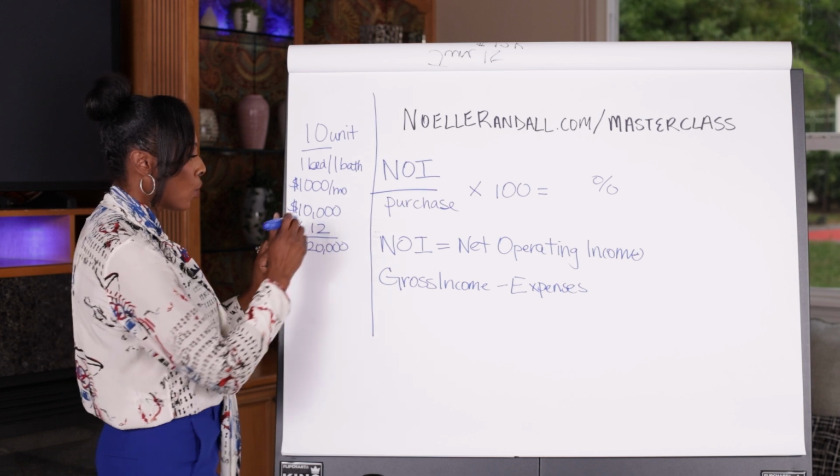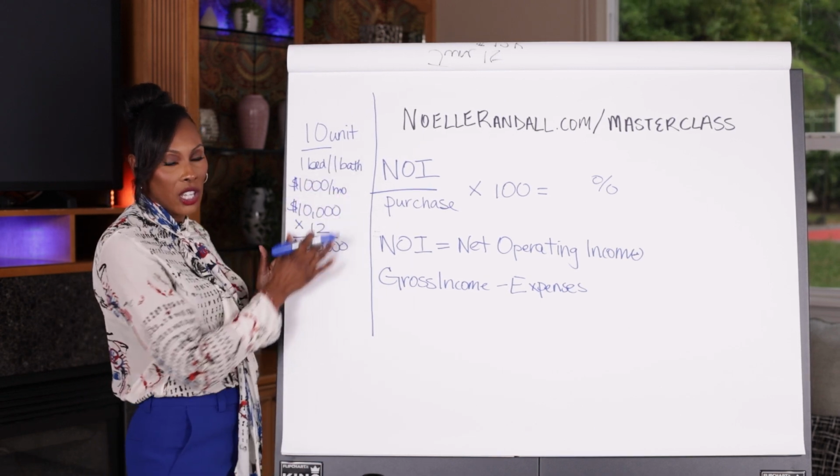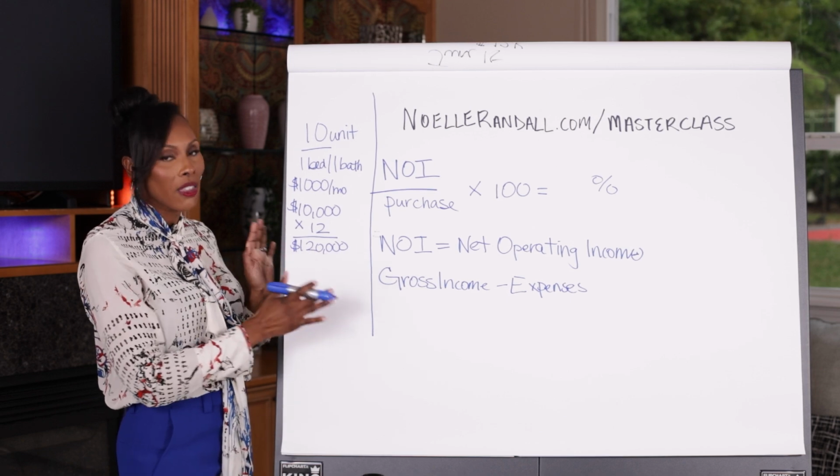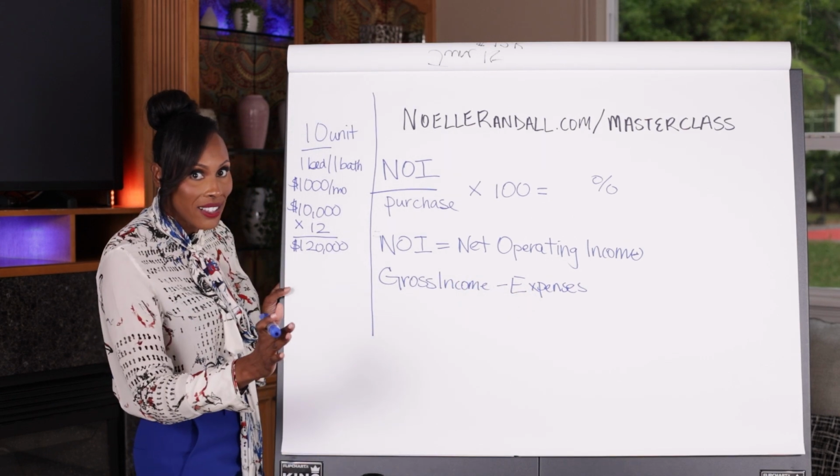We said this was your gross income, okay? $120,000 per year because all 10 units are rented at $1,000 per month. Obviously, there are vacancies and things like that, but we can even account for that in the expenses.